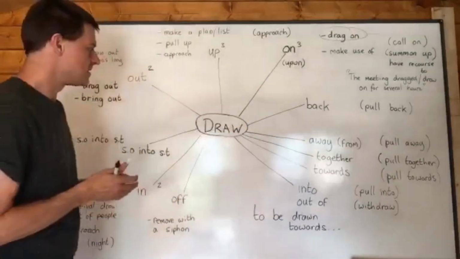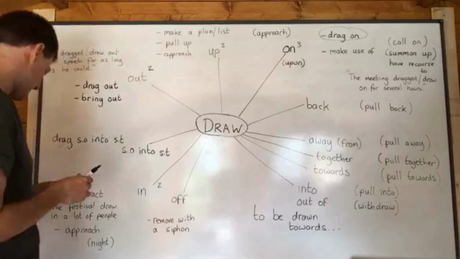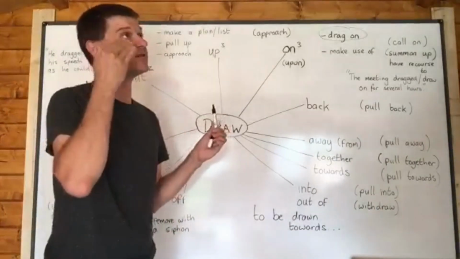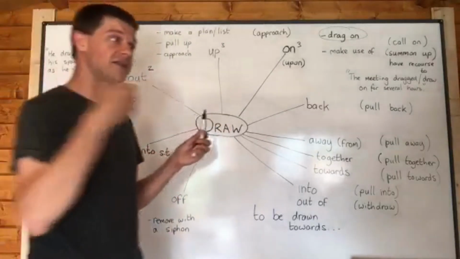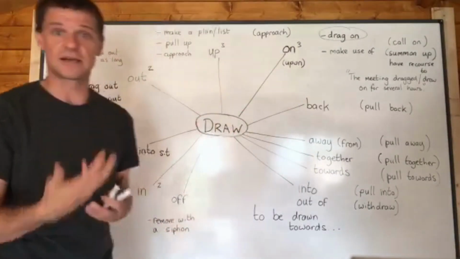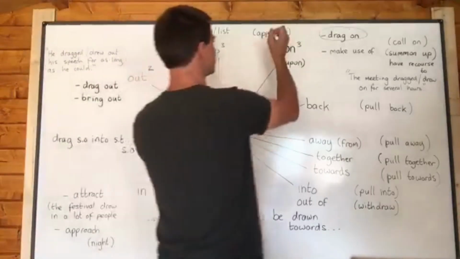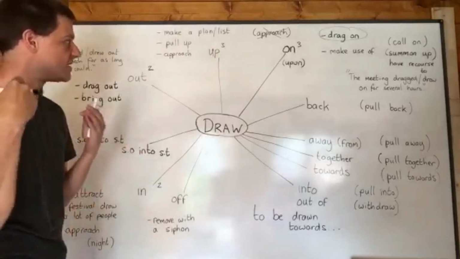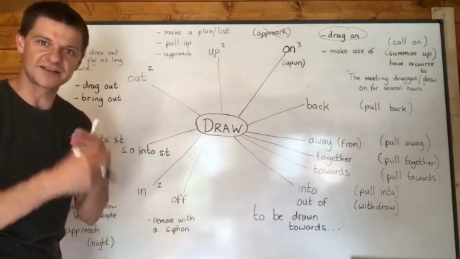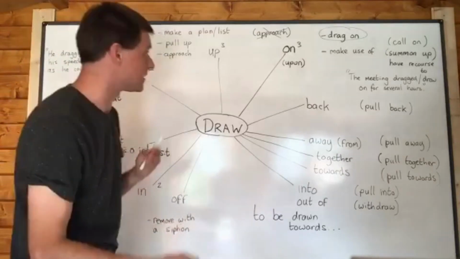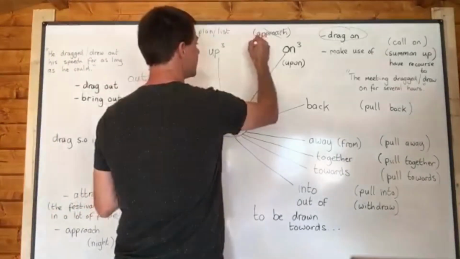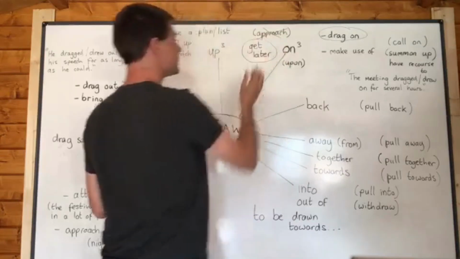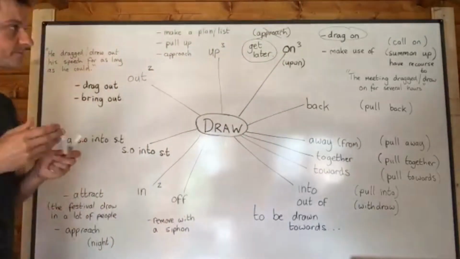And then lastly, you could say that as the evening was drawing on, meaning as it was getting later and later. So not really approach actually, but more like going by, as more time went by, as the evening drew on, meaning as it got later and later. So I suppose it can also mean get later. When you say as the evening drew on, it kind of means as it got later and later.